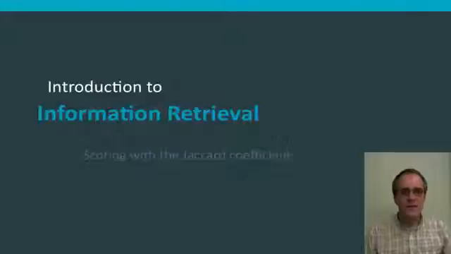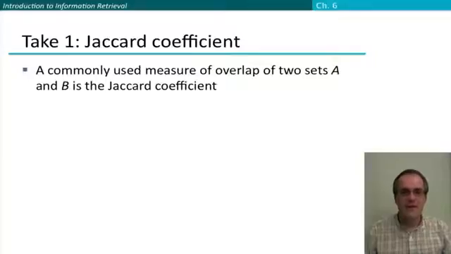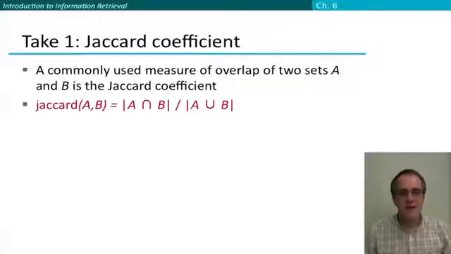As a first simple example of the ranked retrieval model, let's consider scoring with the Jaccard coefficient. The Jaccard coefficient is a commonly used measure for the overlap between two sets A and B. What it is simply: you take the number of items in the intersection of A and B and divide it by the number of items in the union of A and B.